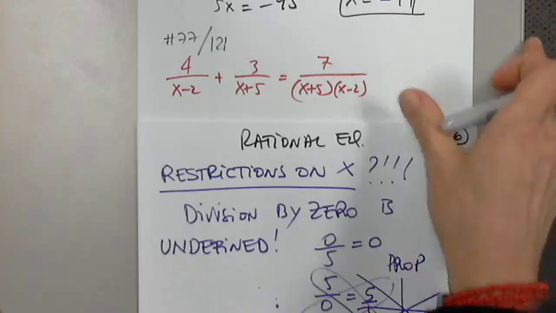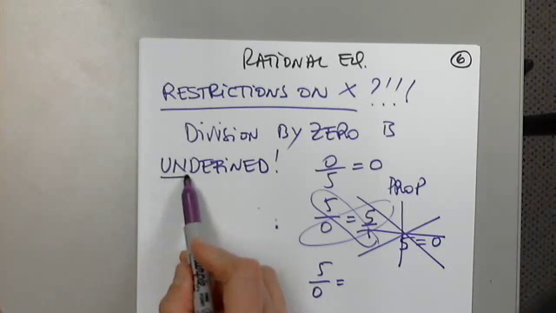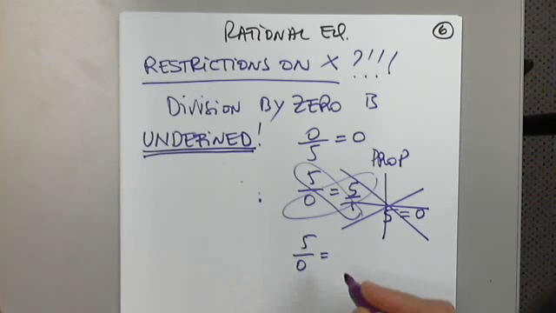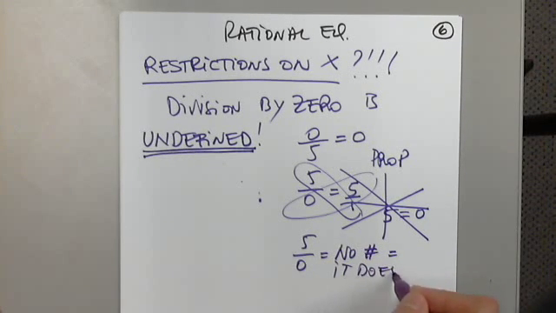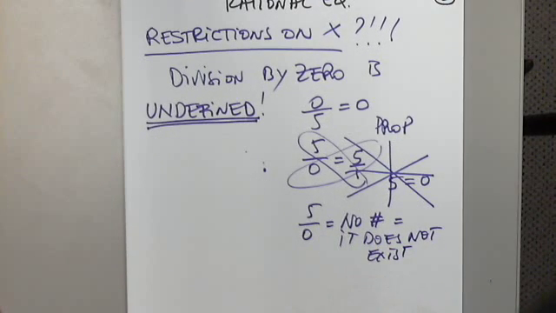So coming back to the question, how much is 5 divided by 0? It does not exist. No number. It does not exist. We don't like either one. We like undefined. So division by 0 does not exist. It's undefined. There's no number that replaces that.